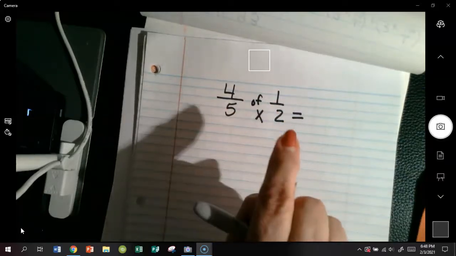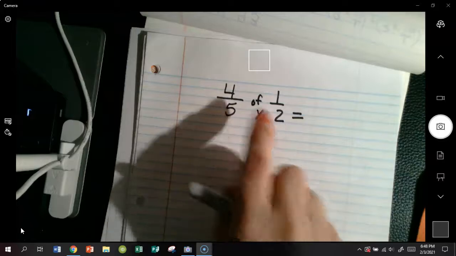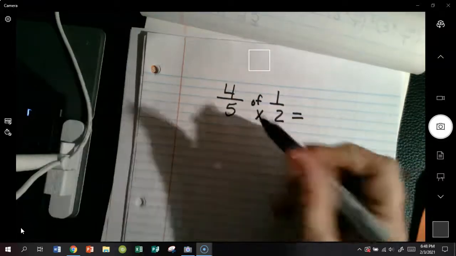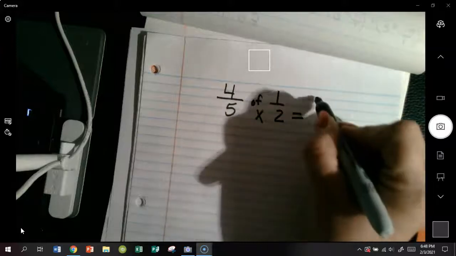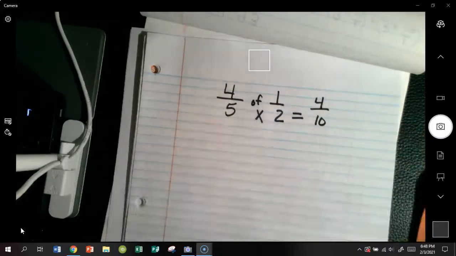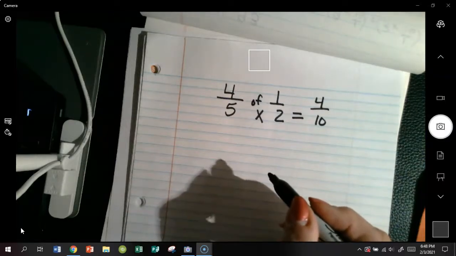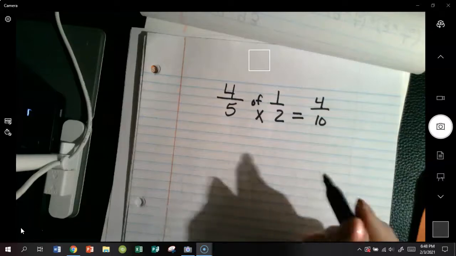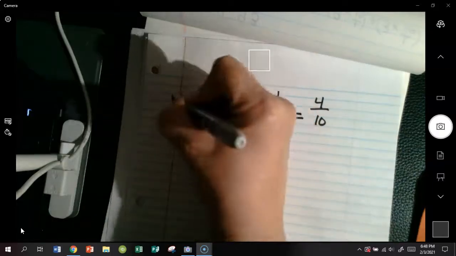Now, Mandy says that you can find the answer by simply multiplying the numerators and multiplying the denominators. And if we do that, 4 times 1 is 4, and 5 times 2 is 10. We get 4/10. So Tamara says that there are 4 pieces in 4/5, and the answer is half of them, which is 2/5. So let's first look at what Mandy did.